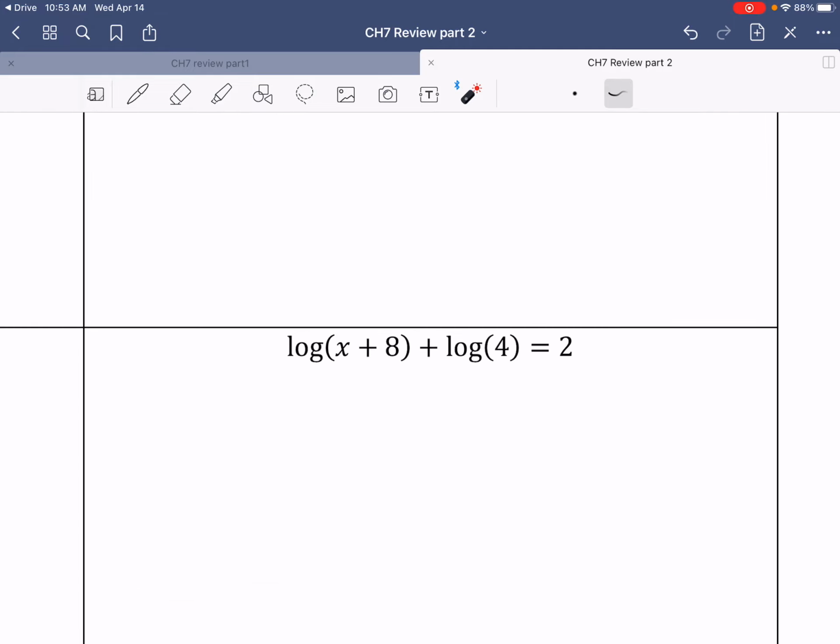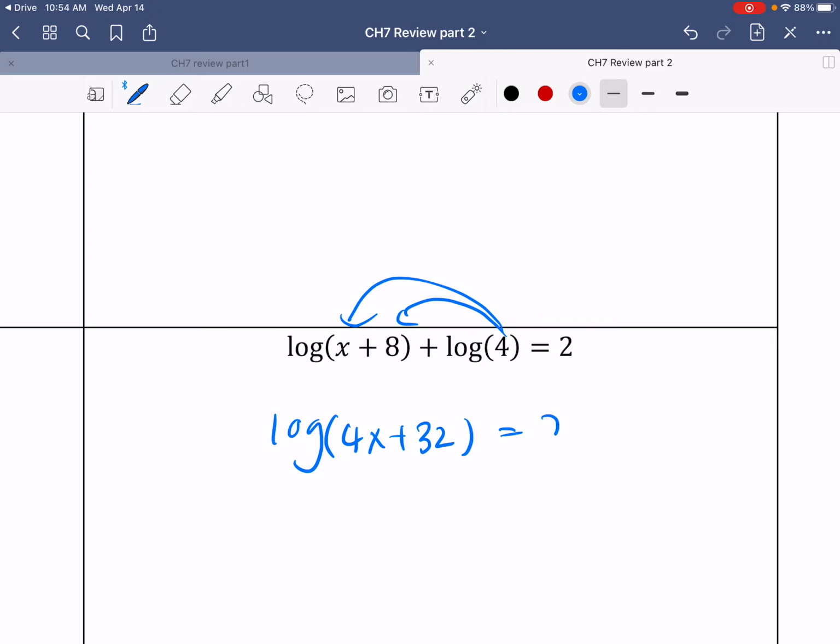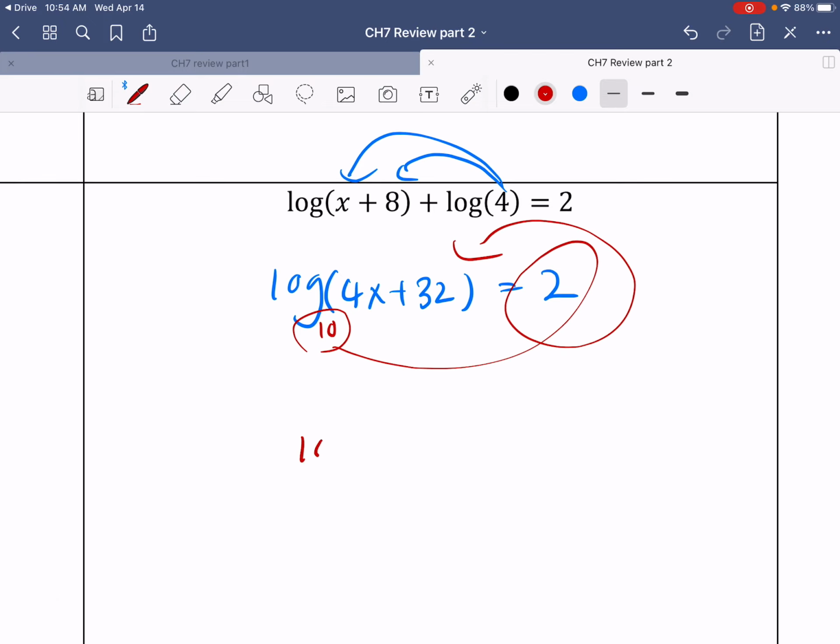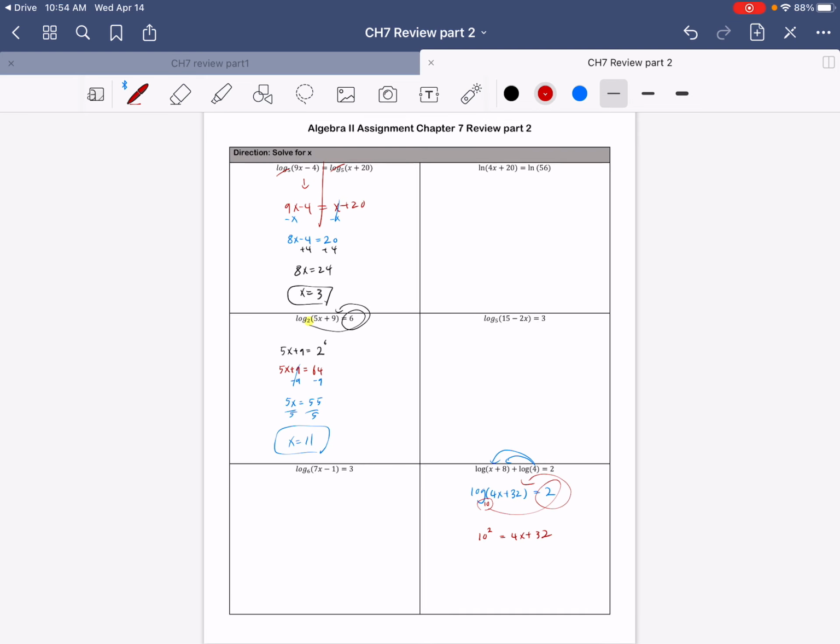I will try to go over this one, okay? So, I mean, it's simple, it's plus, right? So you just distribute 4x plus 32 equals 2. And what's the base here? There's a hidden number 10, isn't it? So you can do beautiful curve, which you will get 10 squared is equal to 4x plus 32. And from here, you can do it by yourself.